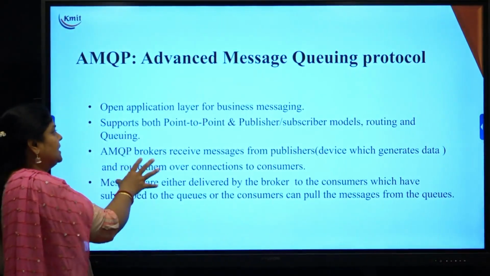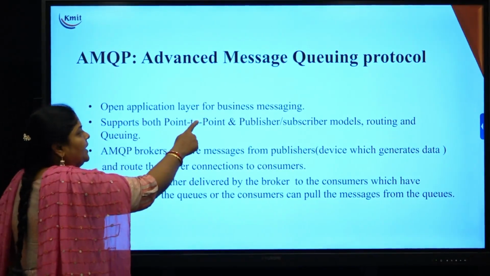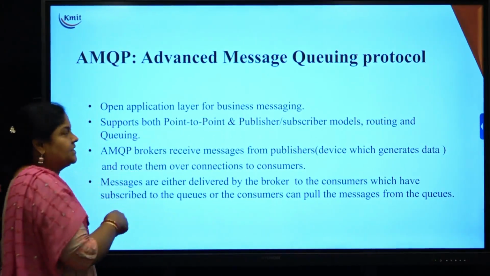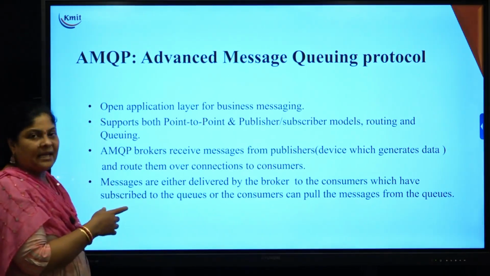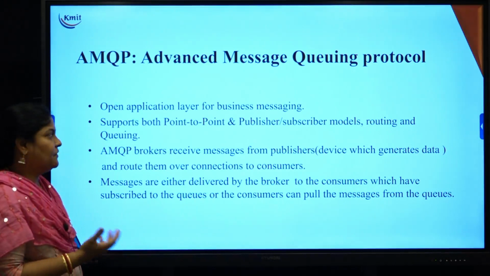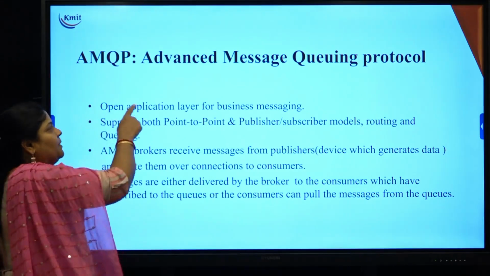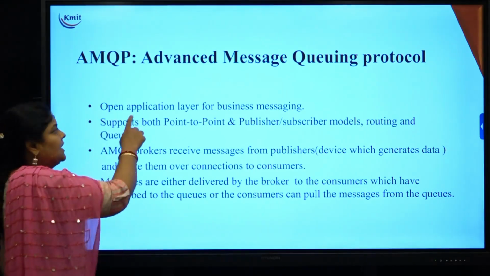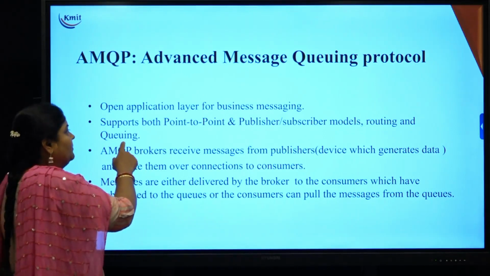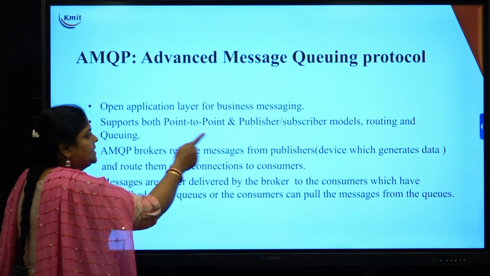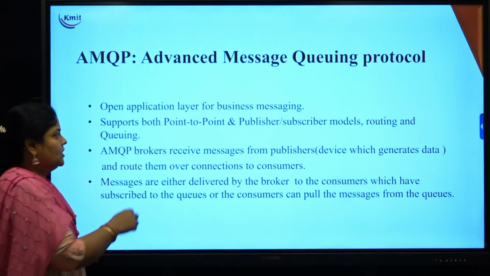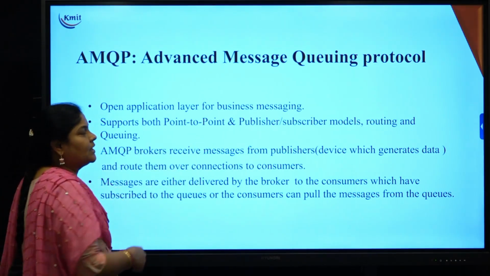This is an open layer for business messaging. Basically AMQP is used for business purposes like banking. If you want to transfer money, like an NEFT transfer, the AMQP protocol is used. It is an advanced protocol. It supports both point-to-point and publisher-subscriber models, routing and queuing. So these are all the different types of models it supports.